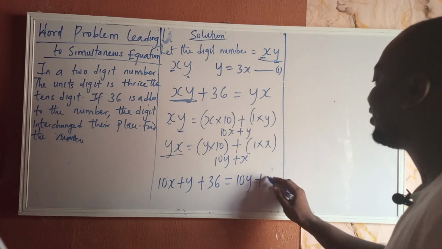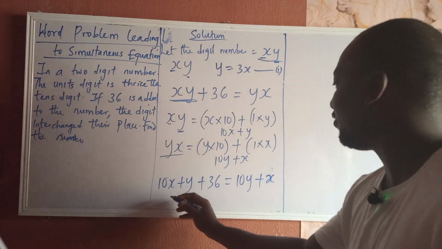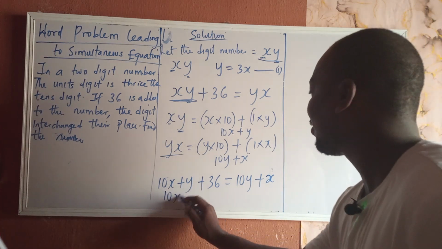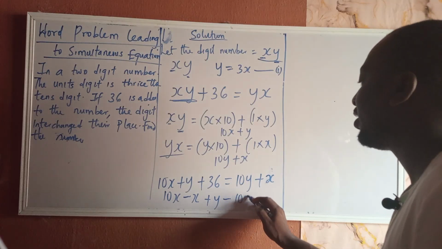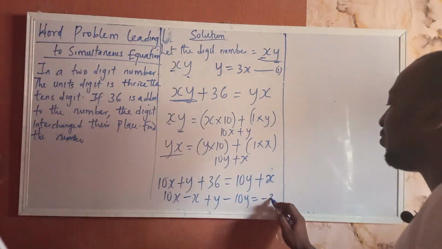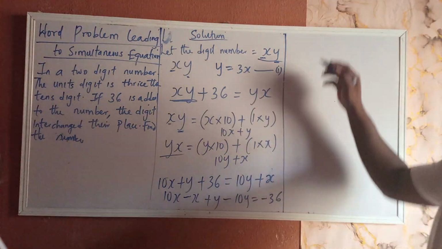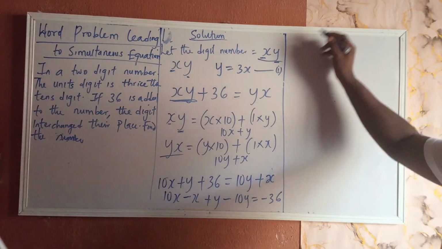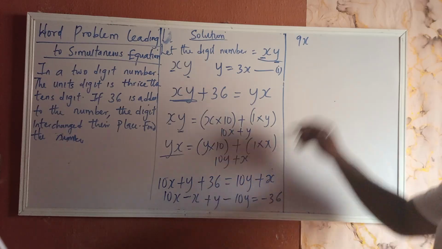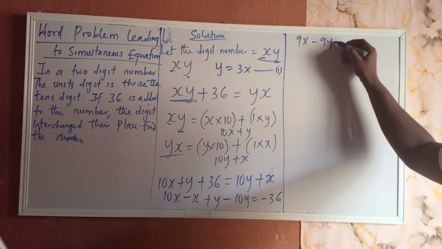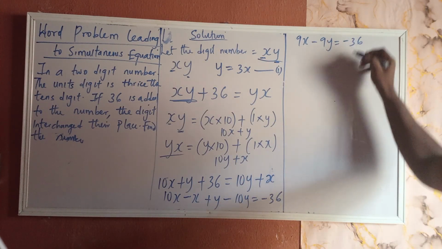So let's collect like terms. We now have 10x minus x plus y minus 10y equals minus 36. Let's solve it further. What's 10x minus x? We have 9x. What is y minus 10y? Minus 9y. So 9x minus 9y equals minus 36.